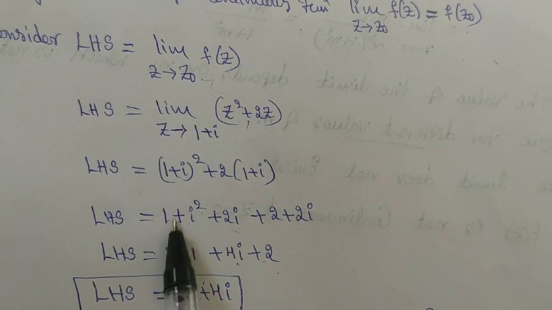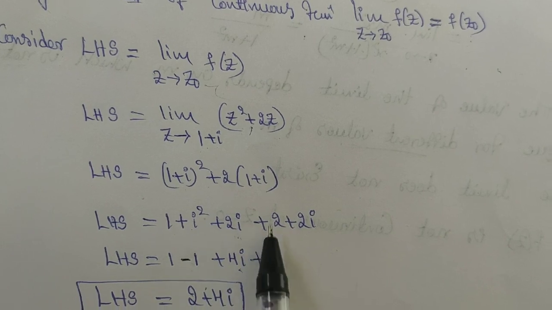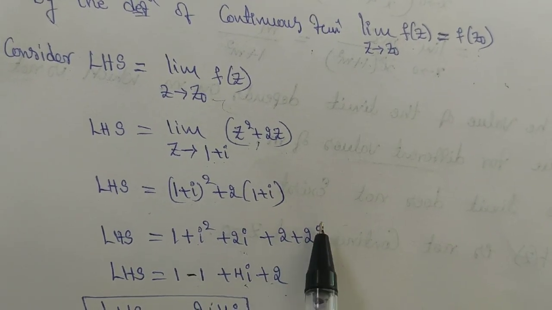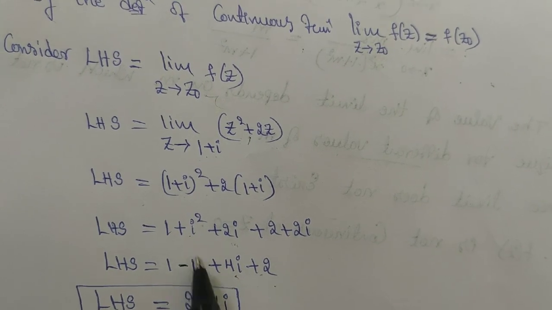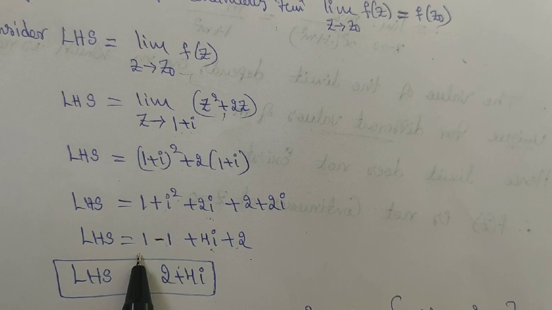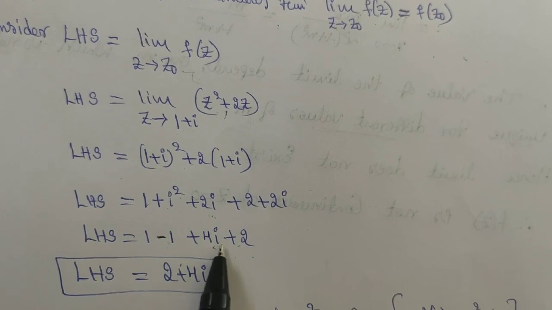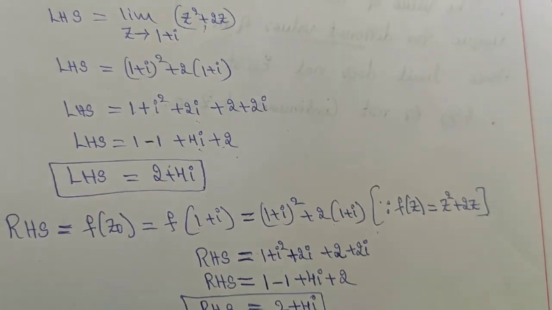That means 1 square is 1, plus i square, plus 2ab: 2 into i into 1 is 2i. Plus 2 into 1 is 2, plus 2 into i is 2i. Next, i square is minus 1. 2i plus 2i is 4i, plus 2. 2 plus 1 is 3, 3 minus 1 is 2. 2 plus 4i. I got LHS as 2 plus 4i.